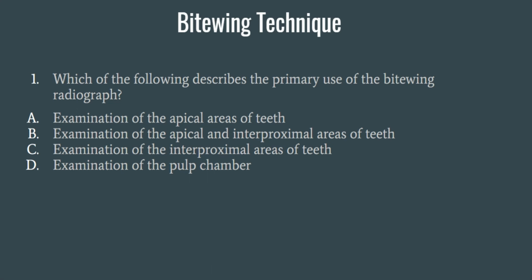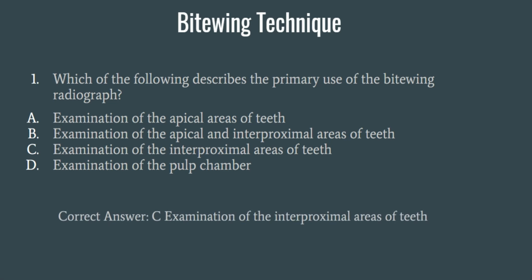For review, question number 1. Which of the following describes the primary use of the bite wing radiograph? A. Examination of the apical areas of the teeth. B. Examination of the apical and interproximal areas of the teeth. C. Examination of the interproximal areas of the teeth. Or D. Examination of the pulp chamber. The correct answer is C. Examination of the interproximal areas of the teeth.